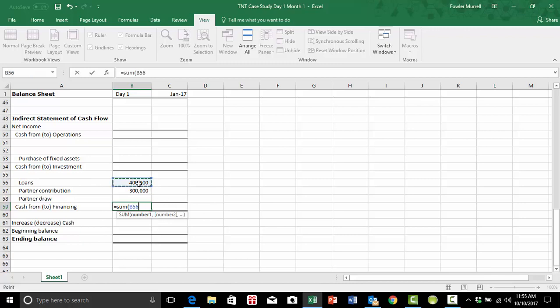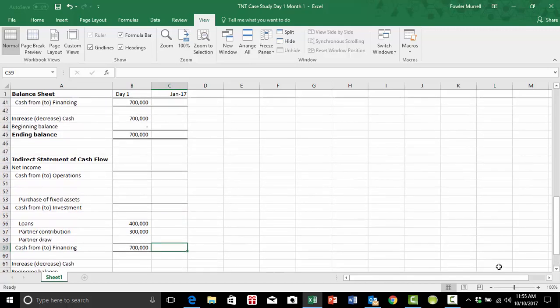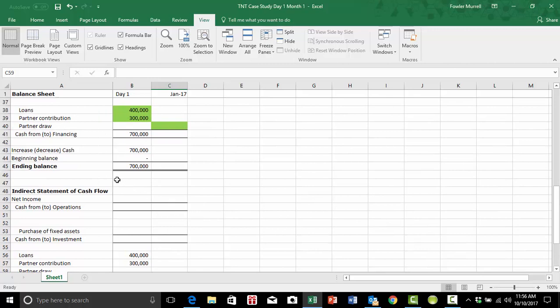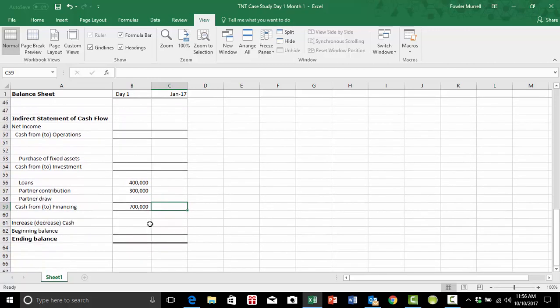This sum. Okay, 700,000, and the formula here is the same as the formula that we got here. We'll go through it again.